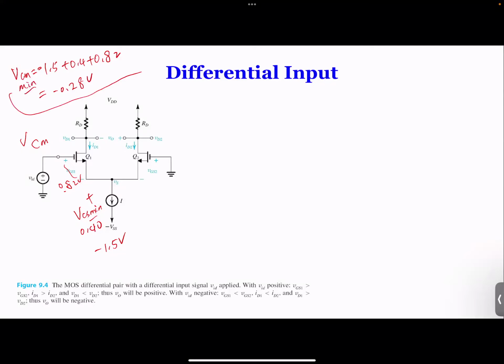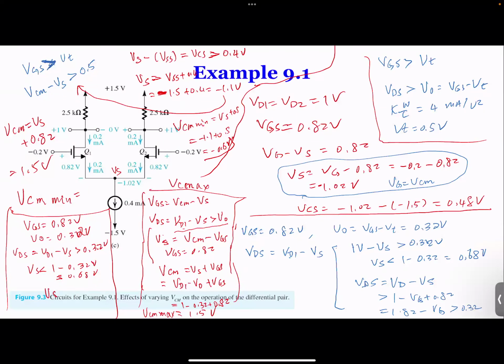If VCM drops more than 0.28, it's not possible to maintain VCS min, or if you maintain VCS min, VGS can be less than 0.82. Okay, so that's how we got it. So I'm going to replace this one. VCM min is going to be VCM min. So I'm going to rewrite this one, hopefully that this is going to be right.